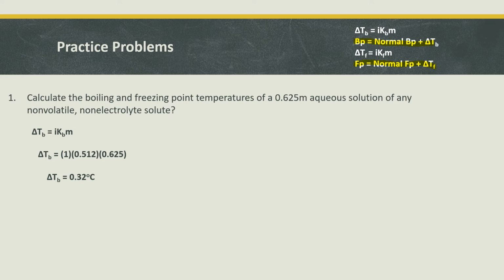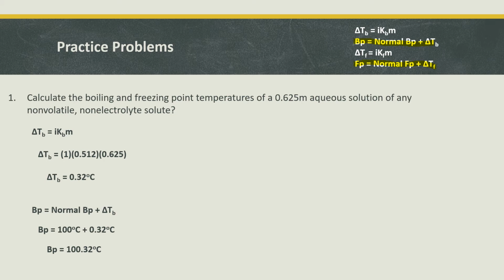All right, so now I have my boiling point elevation, so I can solve for the boiling point. So I'm going to use this equation. BP equals normal BP plus delta T sub B. The normal boiling point of water we know is 100 degrees Celsius, and we just found the boiling point elevation above. So I'm going to plug that into my equation. So again, 100 plus 0.32, and then when you solve it out, you can see our boiling point has risen to 100.32 degrees Celsius.